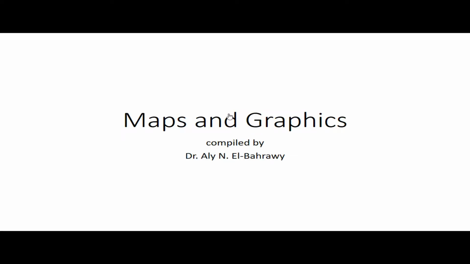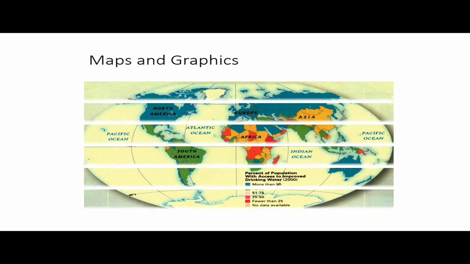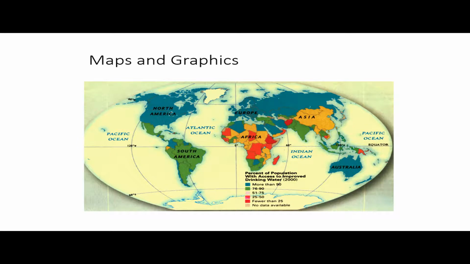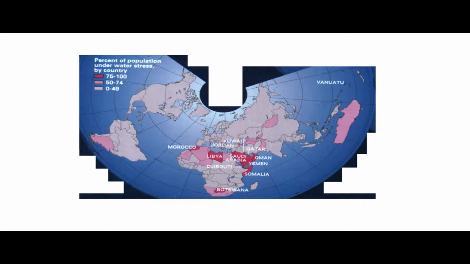The second part of the presentation has to do with maps and graphics. If you look here, you will find that we can put data on maps, and in this particular one it used country averages of the percent of population with access to improved drinking water in the year 2002, where we have colors ranging from more than 90% to no data available or fewer than 25%. This is similar to the previous map, but it shows the percent of population under water stress.